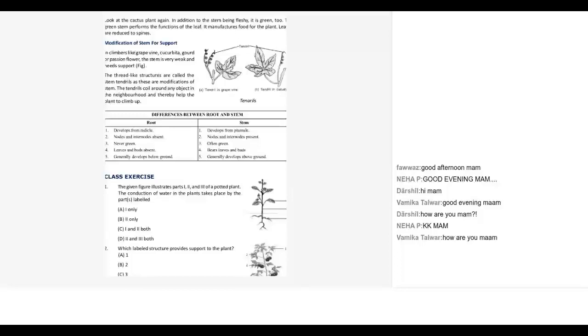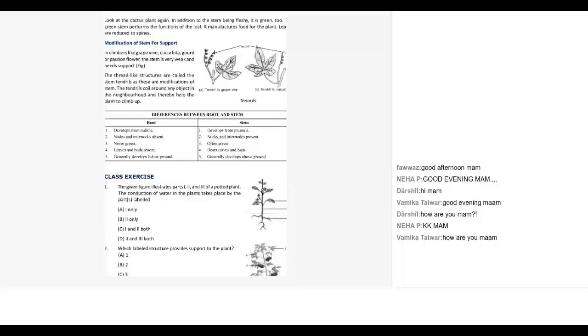radical. Second, needs nodes and internodes. Never evergreen. Read the entire sentence. Nodes and internodes are absent. Nodes and internodes absent. Never green. Roots are never green. Next.